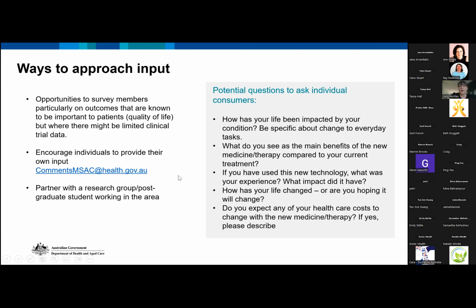There's also the option of encouraging individuals to provide their own input as part of the consultation process, and again to think about what are the outcomes that have been listed in the PICO confirmation that people would like to comment on. Or there's other opportunities, and I know some of the other organisations have either partnered with a research group or perhaps a postgraduate student working in the area to also work together some additional evidence that might be helpful to be considered by MSAC in their decision making.